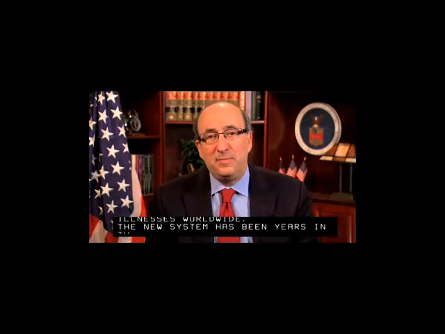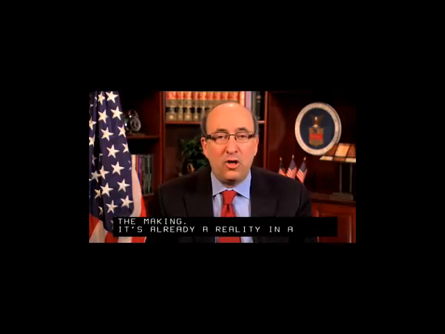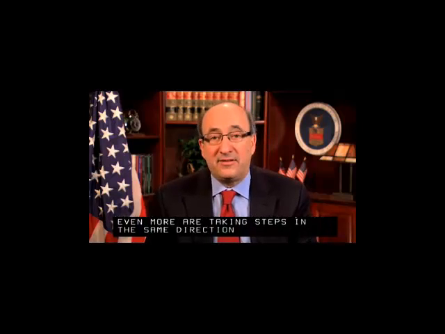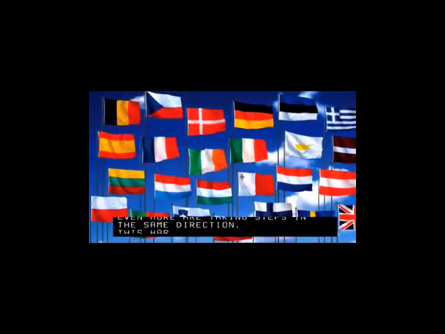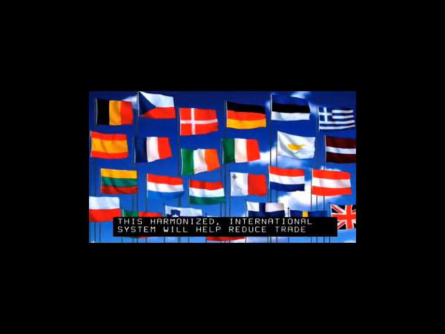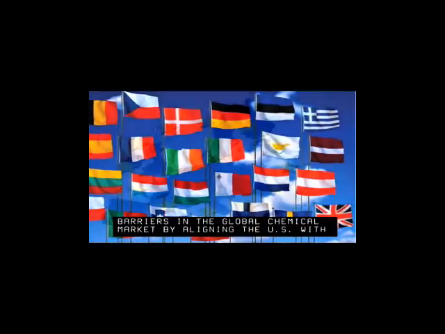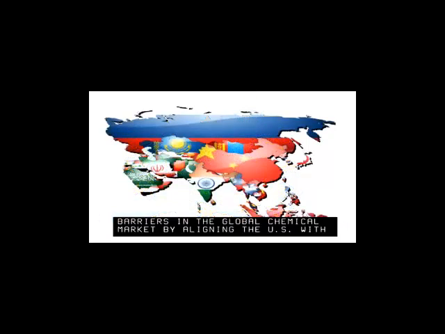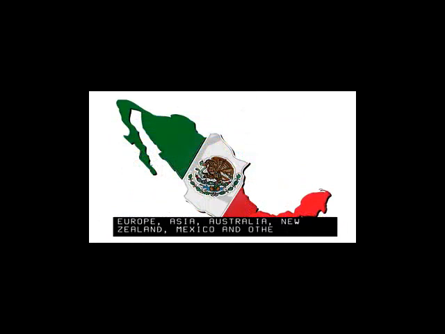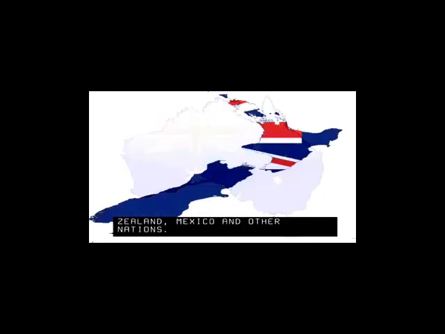The new system has been years in the making. It's already a reality in a growing number of countries, and even more are taking steps in the same direction. This harmonized international system will help reduce trade barriers in the global chemical market by aligning the U.S. with Europe, Asia, Mexico, Australia, New Zealand, and many other nations.